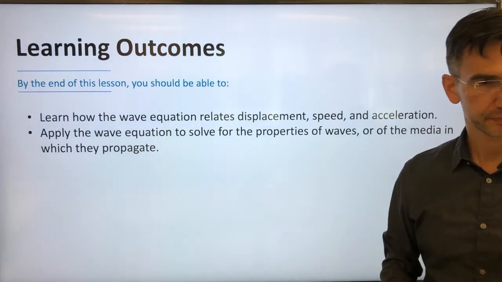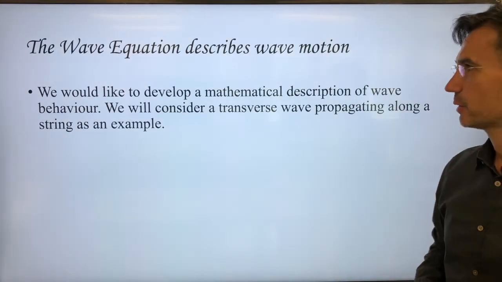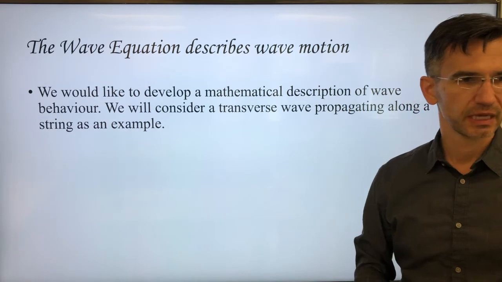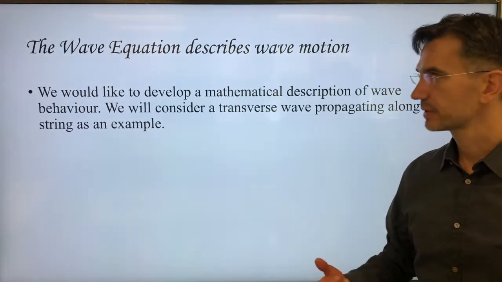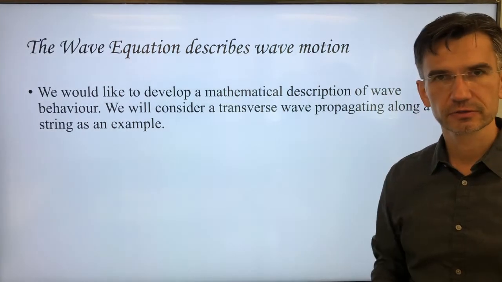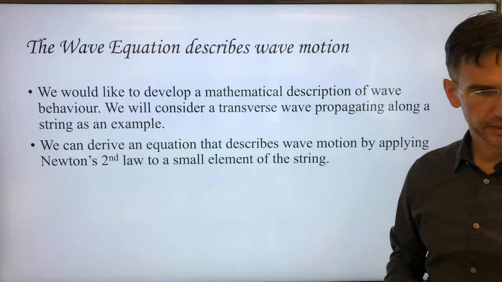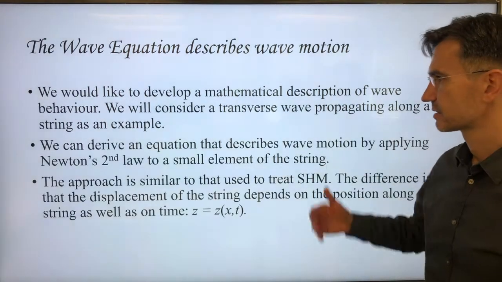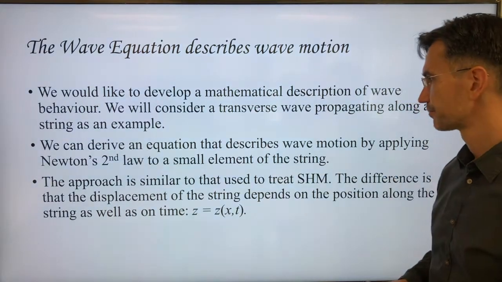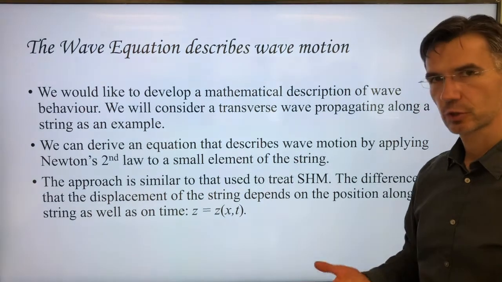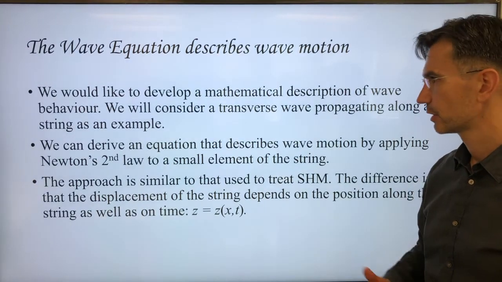As we'll see, the velocity of a wave is actually dependent on what the wave is propagating in. So the wave equation is a way for us to give a mathematical description of the behavior of waves. And for simplicity, again, we'll consider a transverse wave propagating along a string. And we can derive the motion using Newton's second law applied to a small element of the string. We're actually not going to do this. I'm just going to show you the wave equation itself.